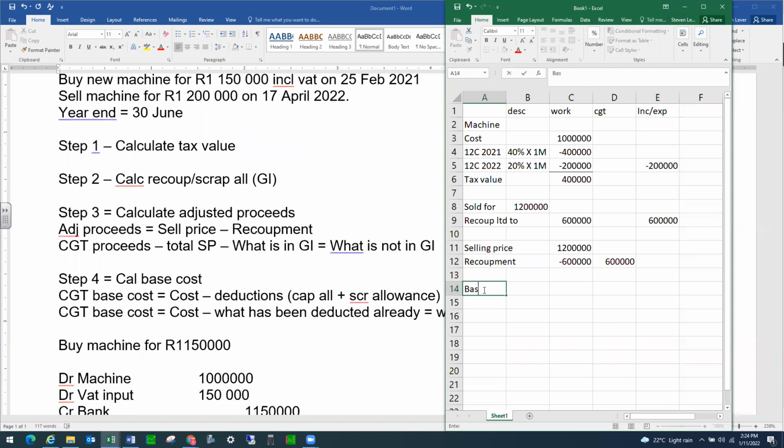So if I'm doing base cost now, I'm going to say, listen, base cost. What's base cost? Base cost is cost. How much is that cost? 1 million. Capital allowances, step 1, minus 600,000. You see where the 600 comes from? Yeah, I do. And if there was a scrapping allowance, you would take it off here and say scrapping allowance, step 2. Not necessary for the solution, because there's no scrapping allowance here. But I'm just trying to show you all the possibilities.